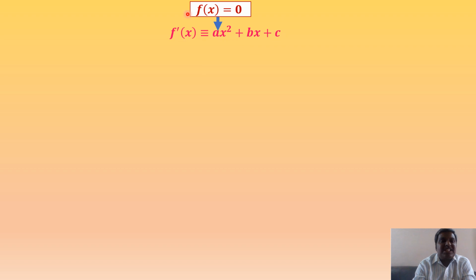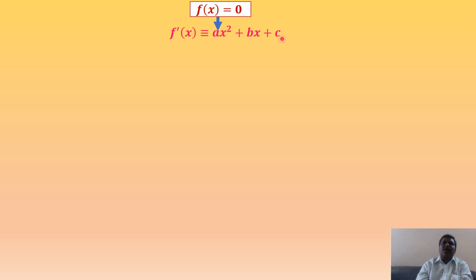What is my f of x? I repeat once again. F of x is the cubic equation which is related to the slopes of normals of your given parabola. How to obtain that one? You take a parametric point on the parabola, write the equation of normal at the point and substitute x1, y1 in the general equation of the normal to the parabola. Okay. And in this way we obtain f of x equal to 0. After getting f of x equal to 0, write f dash x. What is my f dash x? Ax square plus bx plus c. This is f dash x.